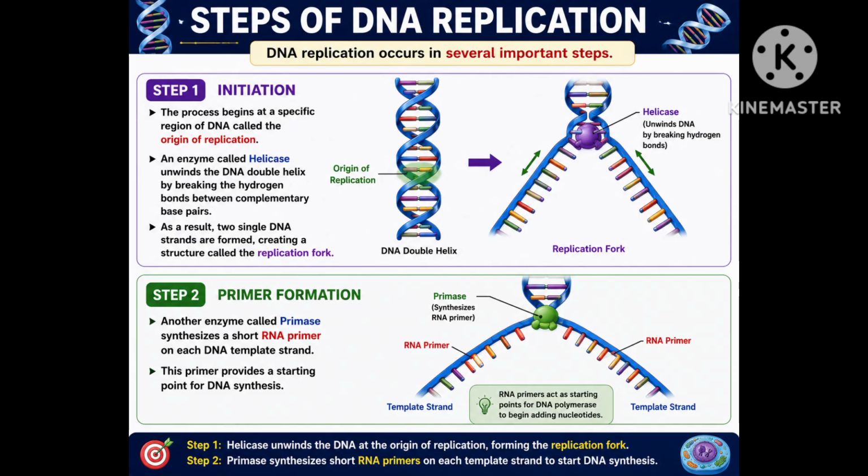Steps of DNA replication. DNA replication occurs in several important steps. Step 1. Initiation. The process begins at a specific region of DNA called the origin of replication. An enzyme called helicase unwinds the DNA double helix by breaking the hydrogen bonds between complementary base pairs. As a result, two single DNA strands are formed, creating a structure called the replication fork.